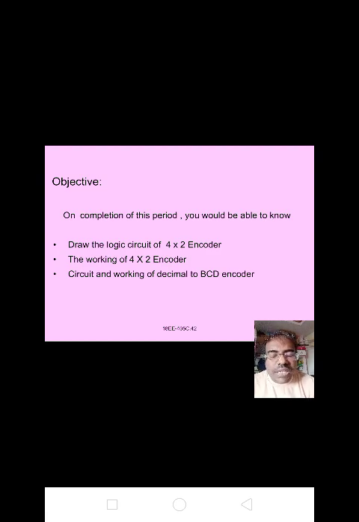On completion of this period, you would be able to draw the logic circuit of 4x2 encoder, the working of 4x2 encoder, and the circuit and working of decimal to BCD encoder.